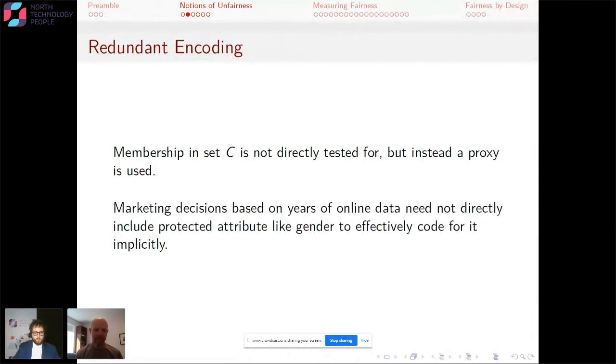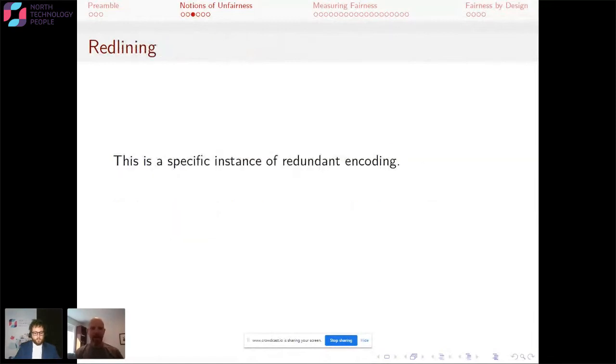So marketing decisions can, again, be based on years of online data. We don't need to actually test directly for the protected group.